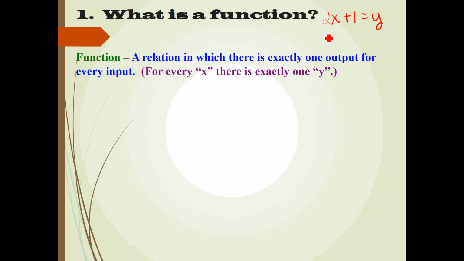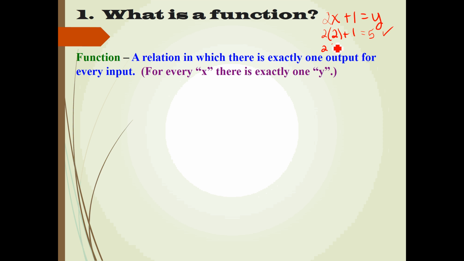So let's say I put a 2 in for x. When I solve that, 2 times 2 plus 1 should give a 5. As long as every time I put 2 in for x in this equation, it always gives 5, and there's no other possible value for y that we could find, then that equation is a function.